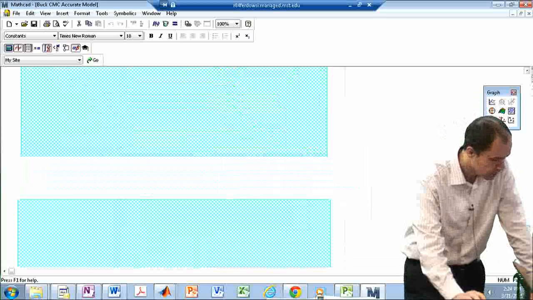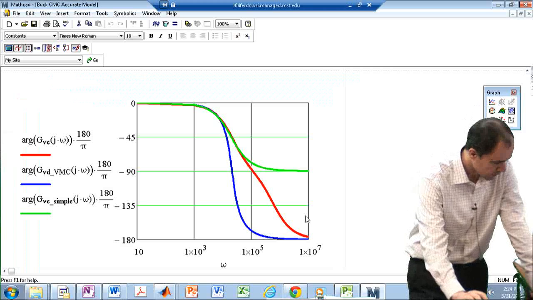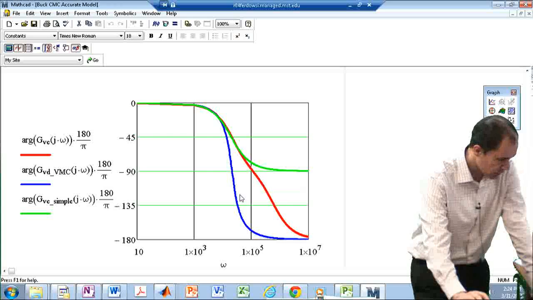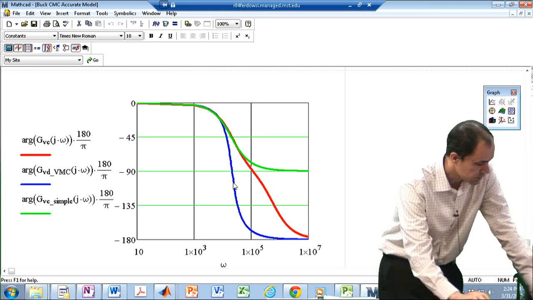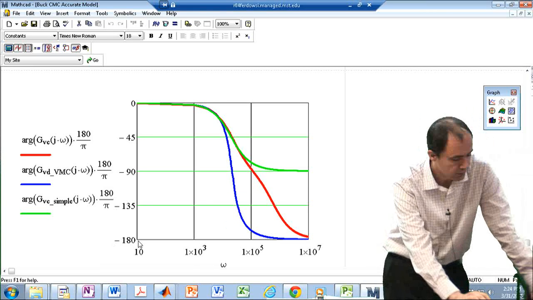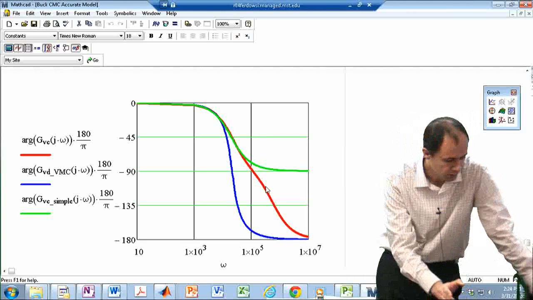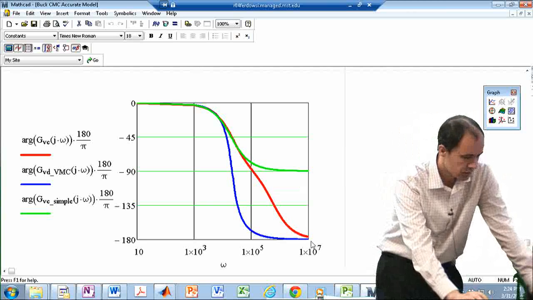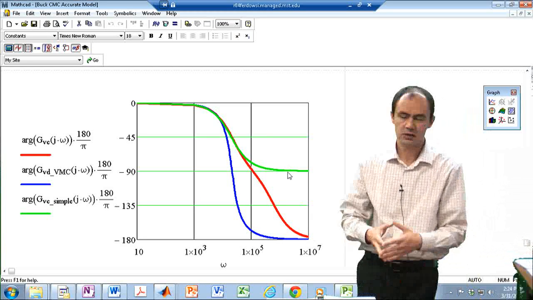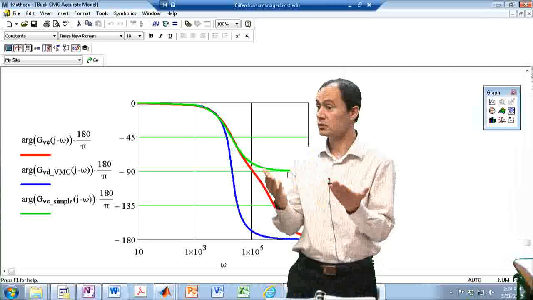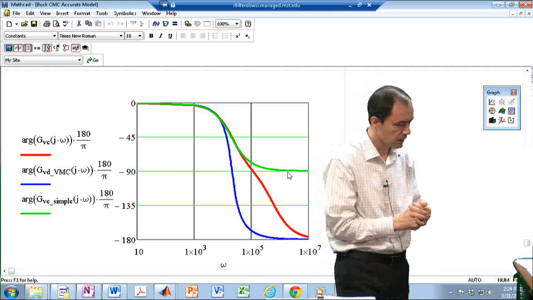In terms of phase angle, the blue one is the voltage mode control, a very simple second order system. Phase goes to negative 180 degrees. The red one is the more accurate model for current mode control. Again, it goes to negative 180 degrees. And the green one is the phase for the simplified model, which is only a first order model. Therefore, the phase only goes to negative 90 degrees.